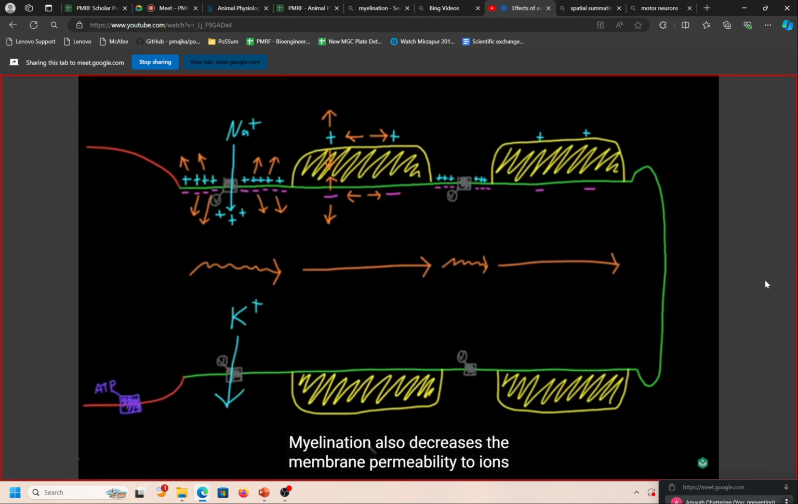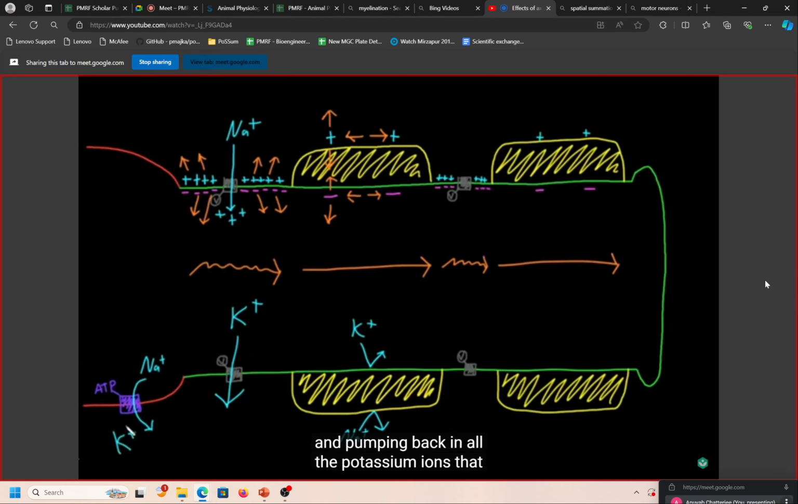Myelination also decreases the membrane permeability to ions, so that fewer ions in total cross the membrane during an action potential. Therefore, fewer ions in total need to recross the membrane after the action potential through the sodium-potassium pump. That's going to be pumping back out all the sodium ions that came in through the voltage-gated sodium channels and pumping back in all the potassium ions that left during the action potential. And since this process uses energy, myelination increases the efficiency of action potential conduction in terms of the energy needed to maintain these ion concentrations after action potentials.